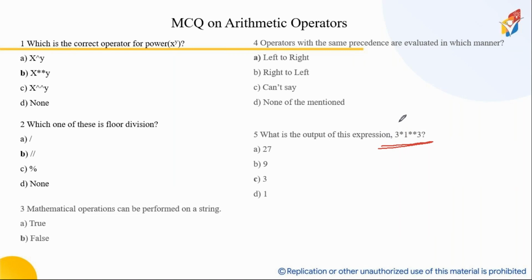First of all, I have multiplication operation and exponential operation. Exponential operation is having highest precedence. Then multiplication. First of all, it will have 1 to the cube. It will be 1. This one I am multiplying with 3. 3 multiplied by 1 equal to 3. So the answer is 3. I hope it is clear for everyone.